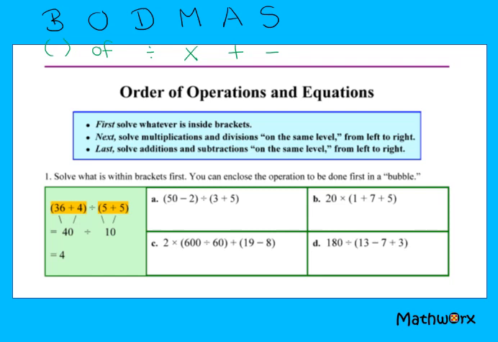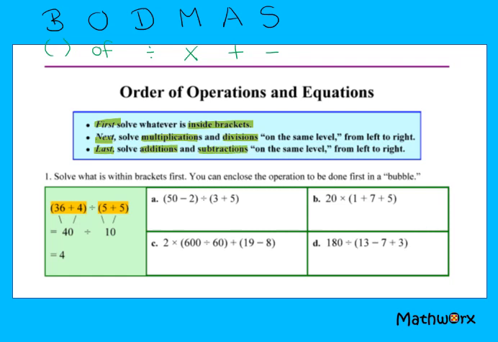Okay, so let's read here. Let me just quickly get my highlighter so we can go through it together. Okay, so first we solve what's inside the brackets. Next, we have multiplication and then division, and we solve it left to right. And last, we solve the addition, and then we solve the subtraction from left to right.